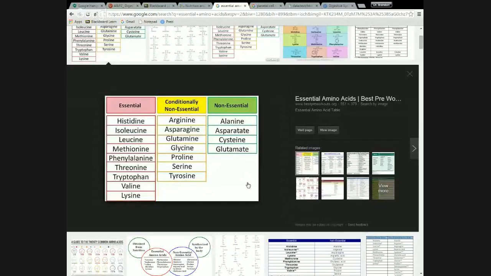And the ones that are listed here that are essential amino acids, we have to get from our diet. If we don't get these in our diet, we can't make the proteins we need to in our body. The non-essential ones, either we can make from other things or we can make when essential amino acids are present, which I think is what conditional means. If you don't get these amino acids in your body, then you can't make the proteins you need.